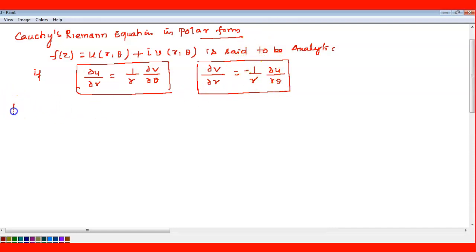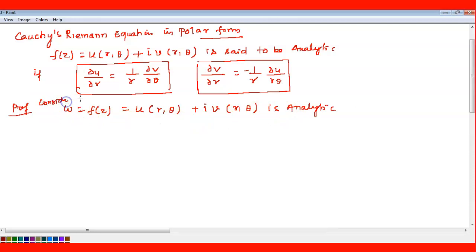So we will prove it here. We will consider w equal to f(z), which is u of r and theta plus i v, also in terms of r and theta, is analytic. We are considering it. Any doubt till here? So now we are writing it in the form of polar form.